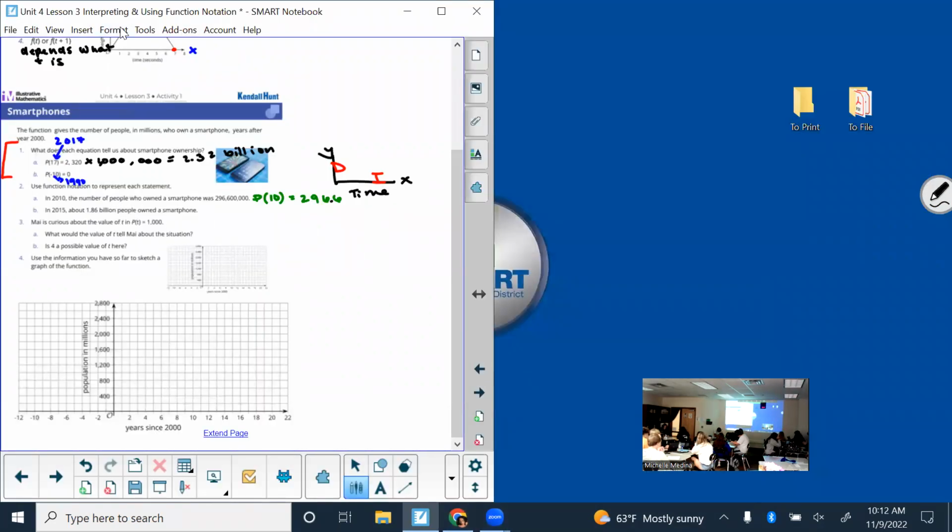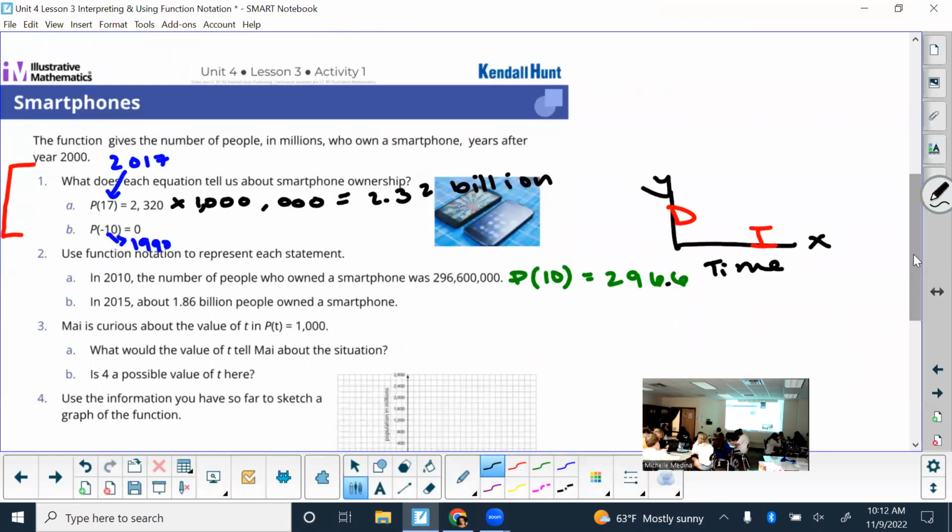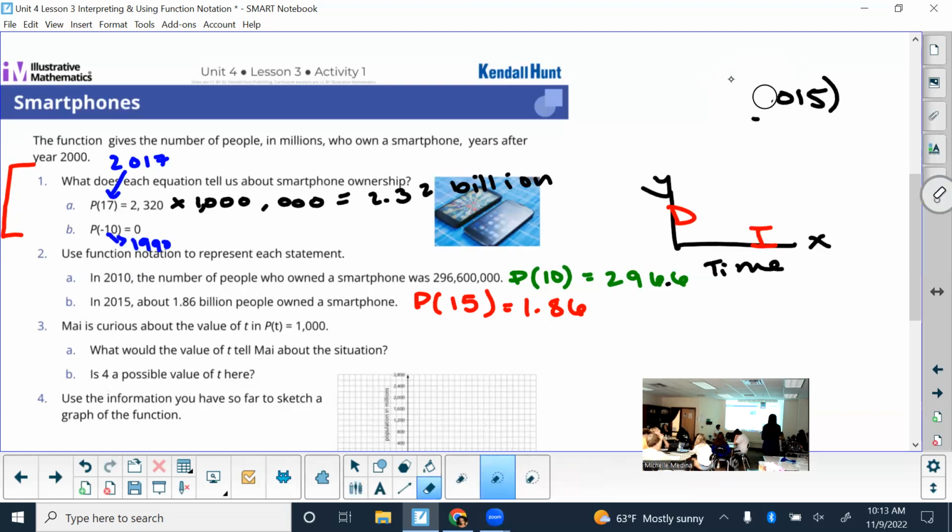Good. Now, I did see your boards for the second one. Here's one of the answers that I saw. It was P of 15 equals 1.86. Do we need to make any changes at all to this? Is the input represented correctly? Yes, 15 is 15 years after 2000. Earlier, they did it like this. What year would that actually be? Given this situation, it would have been 4,015, right? So that's why you just want to represent it in the constraints that they give you. I didn't see that in here, but I just want to point that out.